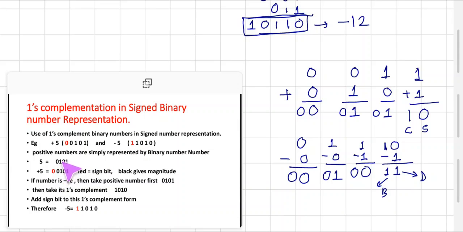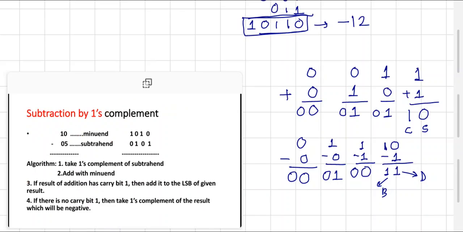That means for a positive number represented in 1's complement, we do not take the complement of the magnitude bits. But if we want minus 5, then this code is turned into 1's complement form, that is 0 1 0 1 becomes 1 0 1 0, and sign bit 1 is attached. So this way signed numbers can be represented, as we already saw.